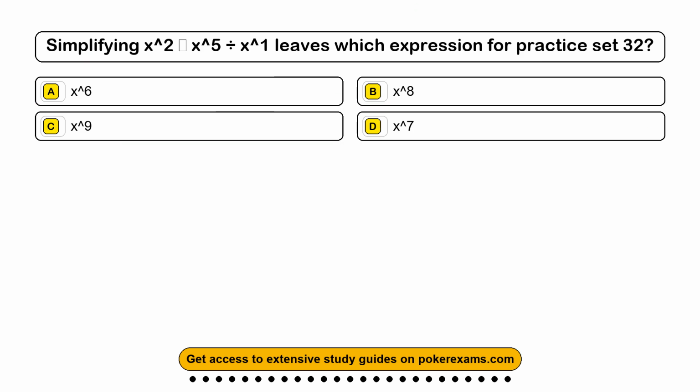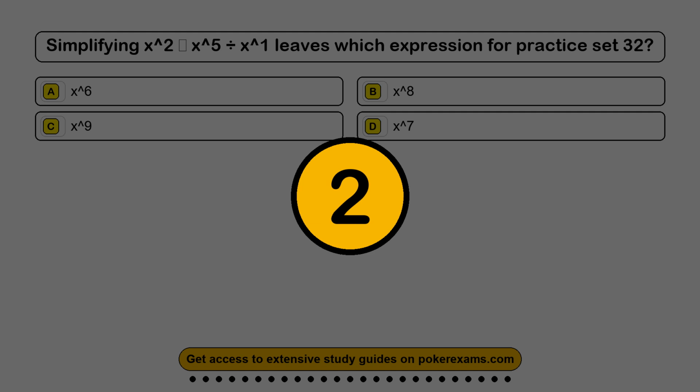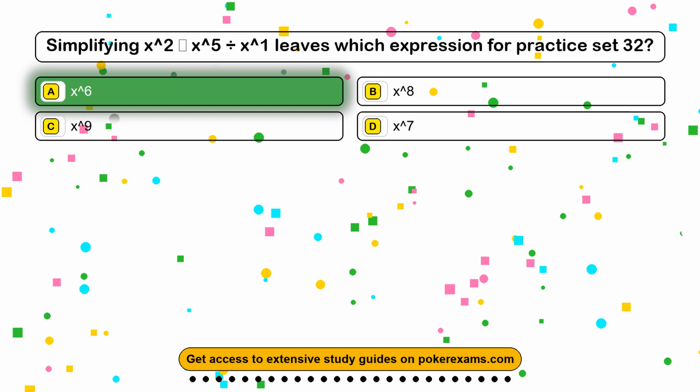Question 6. Simplifying x^2 times x^5 divided by x^1 leaves which expression for practice set 32? Option A, x^6. Option B, x^8. Option C, x^9. Option D, x^7. The correct answer is option A, x^6.